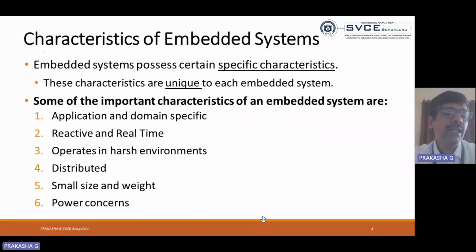Power consumption is one more characteristic of the embedded system. Most of the embedded systems we have currently work with battery power. Very few, such as industrial embedded systems, may require very high power, but most handheld gadgets and handheld embedded systems work with battery power. So power concern is one of the most important characteristics of the embedded system.